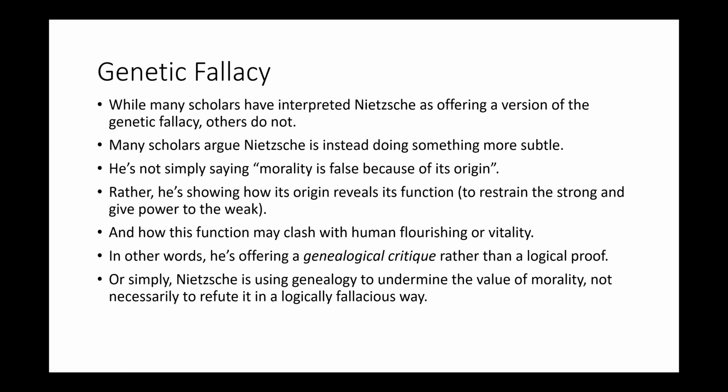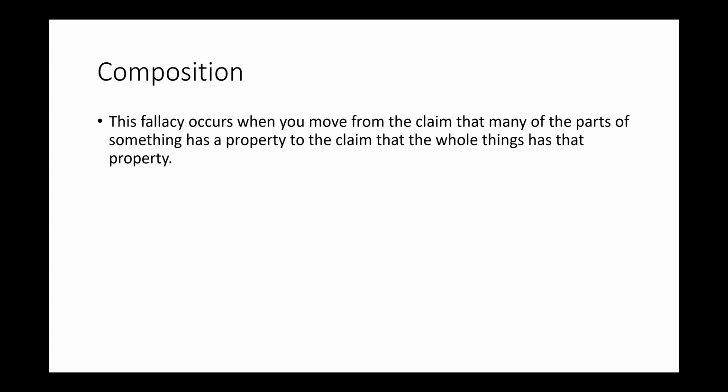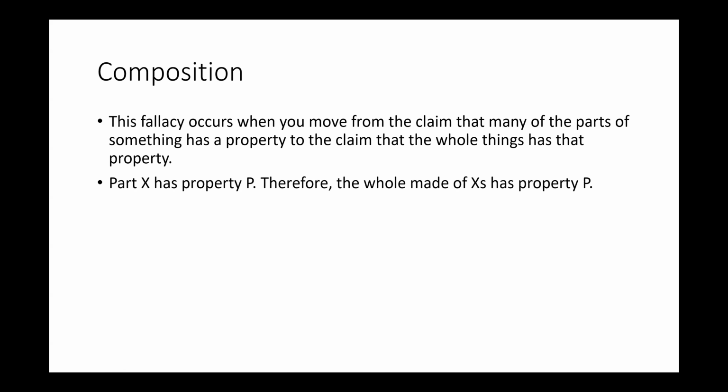Let's go ahead and turn our attention now to the fallacy of composition. This fallacy occurs when we move from the claim that the parts of something have a property to the further claim that the whole thing has that property. So let's think about that a bit more. Here we can think about it in terms of some part X has some property P, whatever those things might be. Therefore, the whole thing that's made up of X has property P also. Now, I think it's going to be helpful to plug in X and P here with some more information. So let's think about some examples.